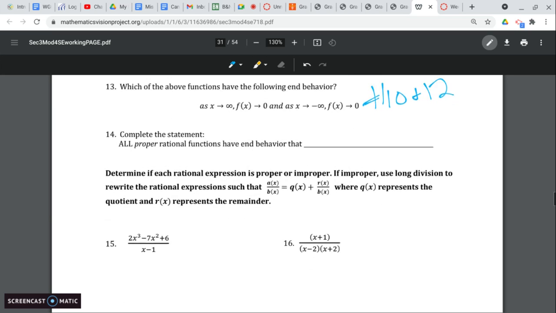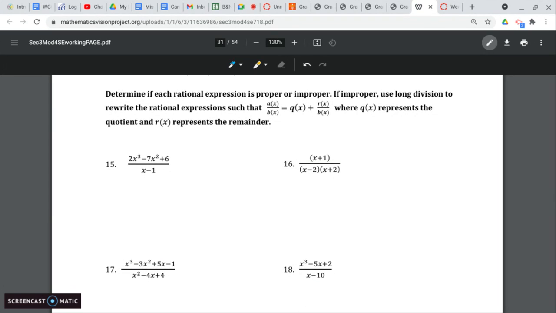For the next section, determine if each rational expression is proper or improper. If improper, use long division to rewrite the rational expression such that a of x divided by b of x equals q of x plus a fraction where q of x represents the quotient and r of x represents the remainder. So this one here is improper. We use our long division, x minus 1.